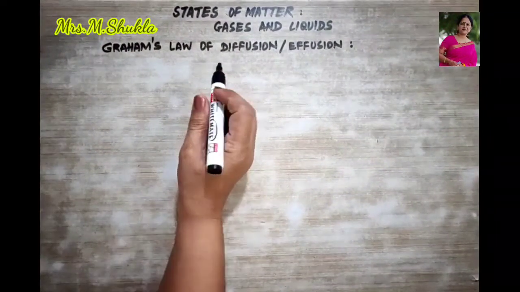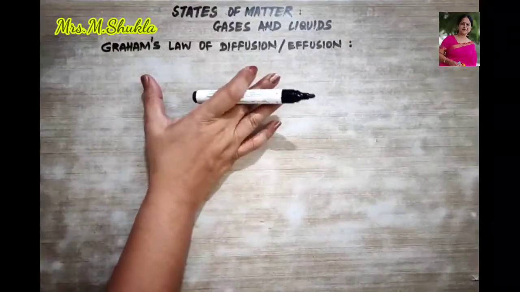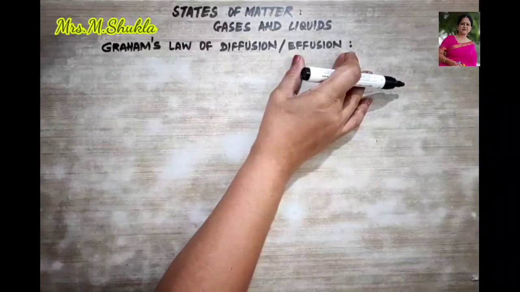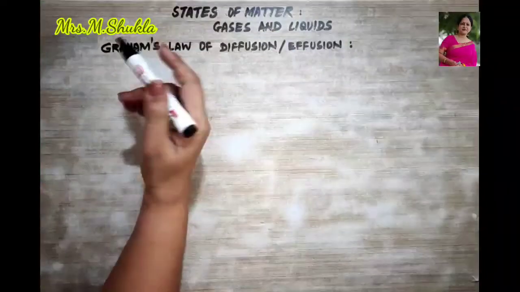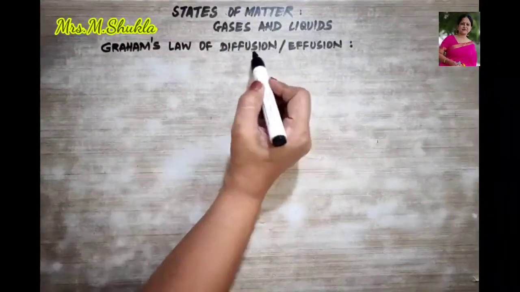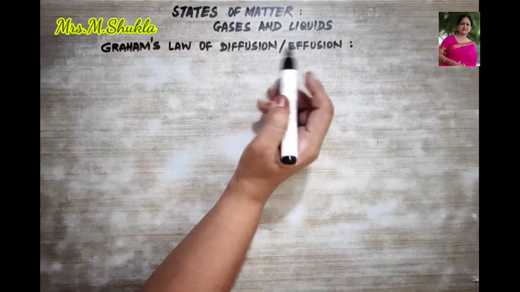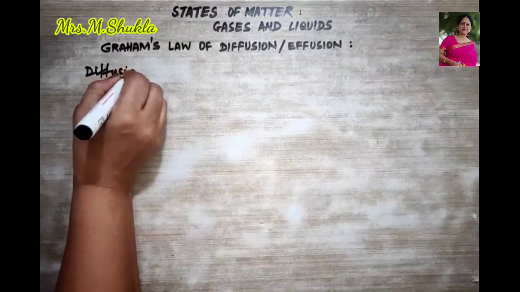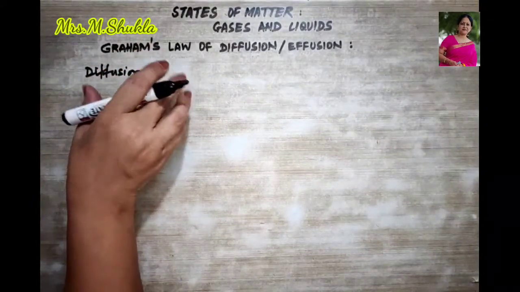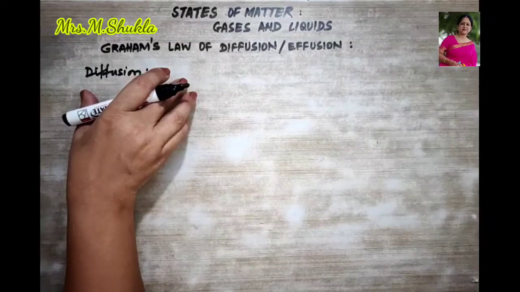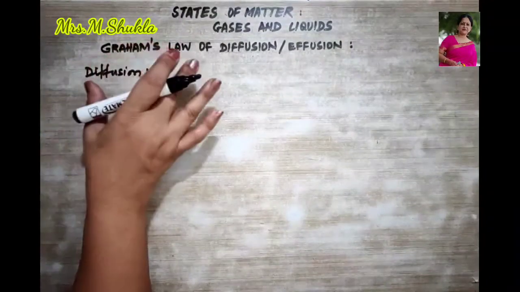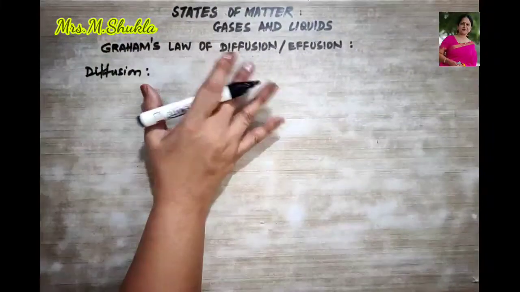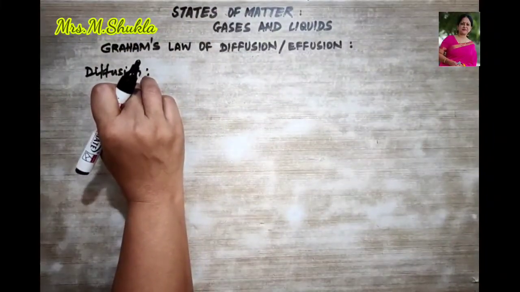So today in the States of Matter chapter, we are going to talk about Graham's law of diffusion and effusion. Before I begin to explain Graham's law, let us first understand these two words. So what do we mean by the word diffusion? Diffusion is the property by virtue of which a gas can spread and occupy the entire available space. That is called diffusion, right?